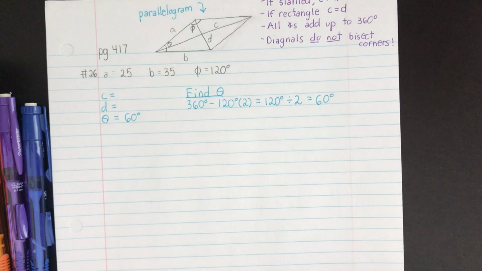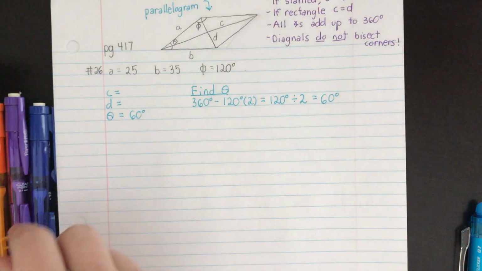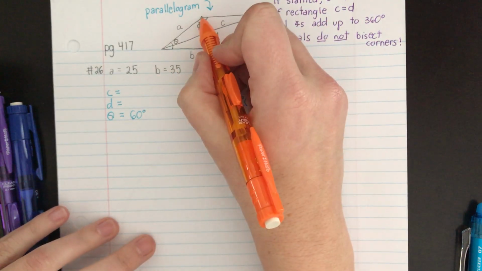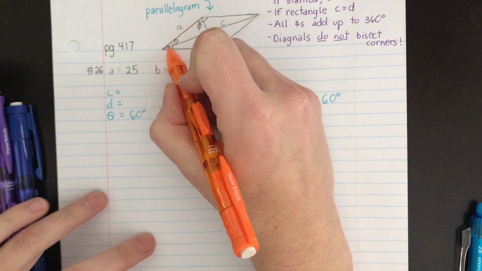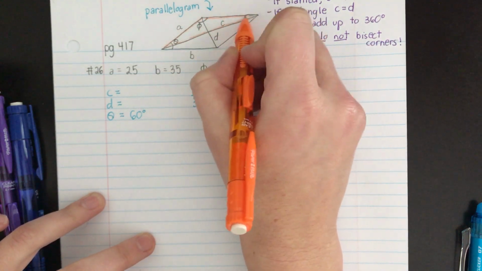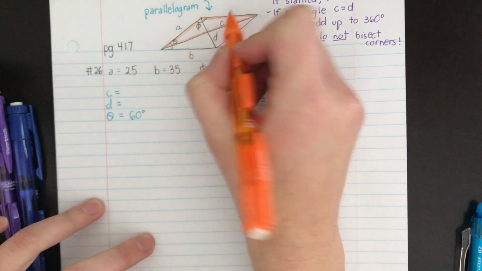Okay, so now to find C and D. So let's find C first. To find C, we are actually going to be looking at this individual triangle here. So I'm going to color it so you can see. We're picking this orange triangle out of this picture.